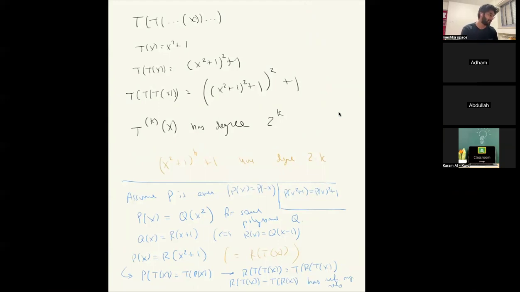Actually, maybe it's not even infinitely many, so I don't even have to write it like that. Maybe I can be a little more explicit. I can say let T of X equal Y, and I'm saying R of T of Y equals T of R of Y. Okay.